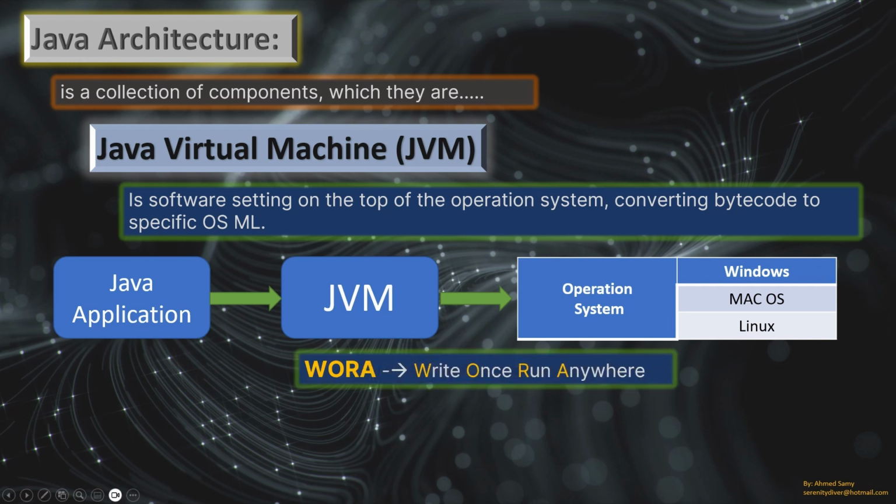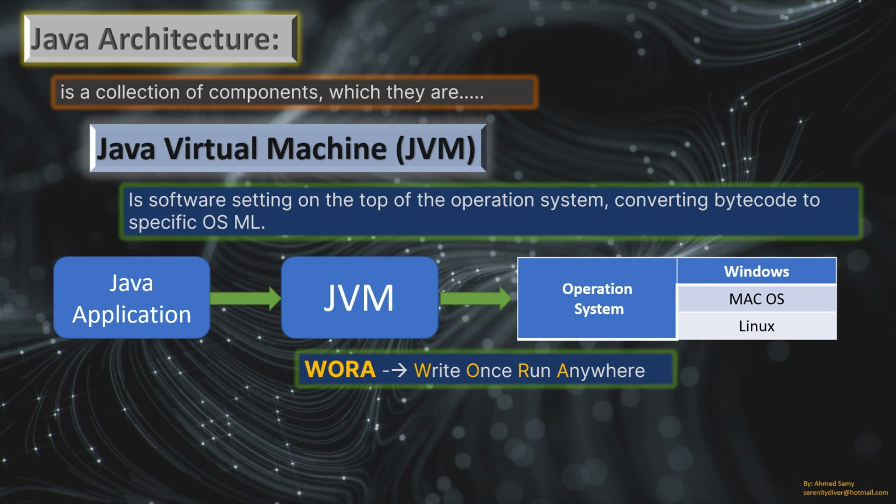Java has a very important concept called WORA, which means write once, run anywhere. The power of this concept is that as a developer, it makes no difference in which operating system you are writing your code. You will produce a middle layer code, we call it bytecode, which is portable. Then for each operating system, there is a specific Java Virtual Machine that will take this code and turn it into the operating system's machine language. That's why we call it write once, run anywhere.